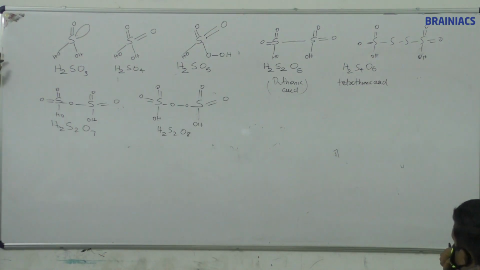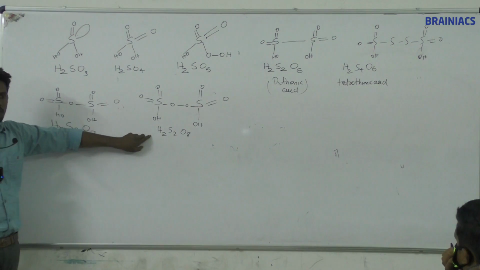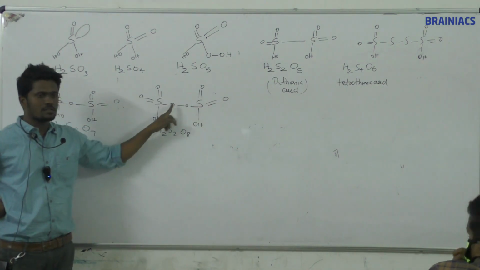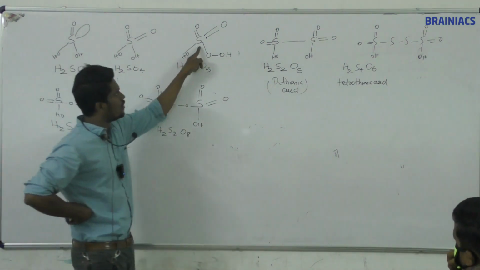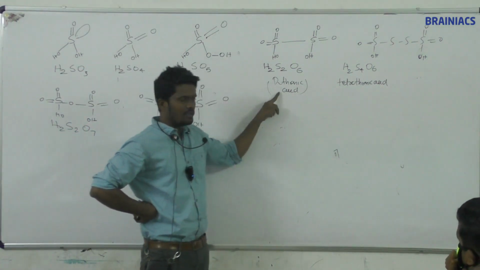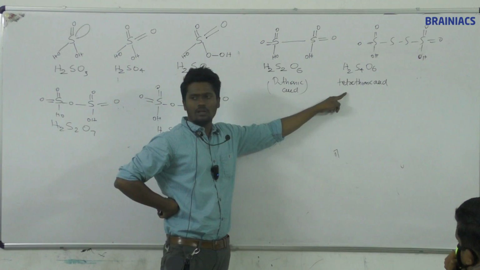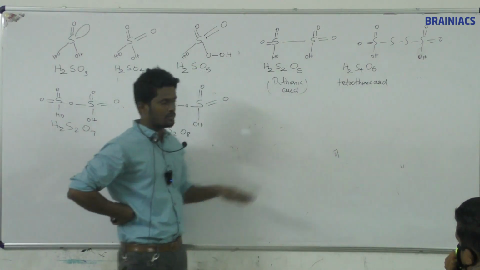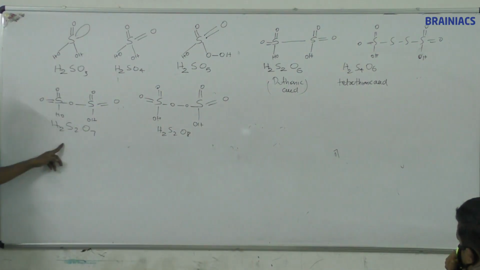Okay, so which of the oxo acids of sulfur contains lone pair of electrons? Which of the oxo acids contains peroxide linkage? Peroxodisulfuric acid, peroxomonosulfuric acid, dithionic acid, tetrathionic acid. Okay, the same way this is oleum.